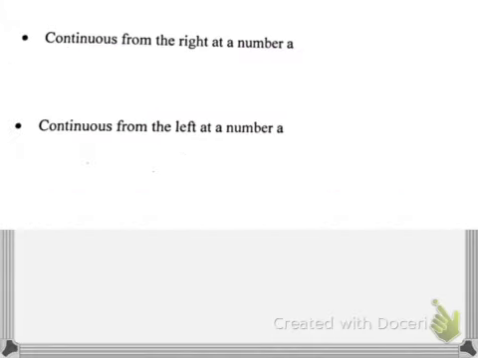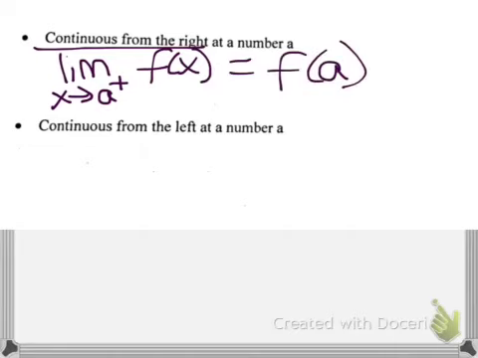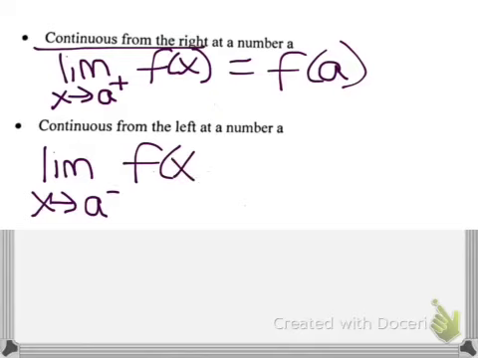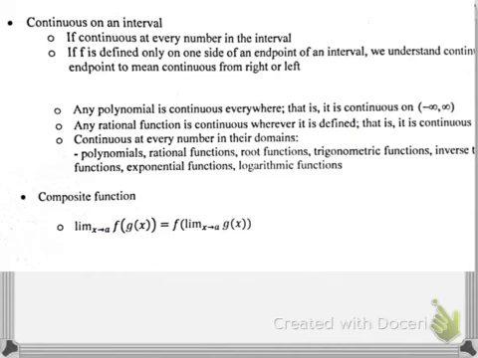I can be continuous from the right and left. So if I were continuous from the right, that would just mean the limit as x approaches a from the right of my function is going to equal f of a. I don't have to worry about checking from the left. I would just do those two. And from the left would be the same thing. The limit from the left of f of x would equal f of a. Okay. Next slide's a whole bunch of information.